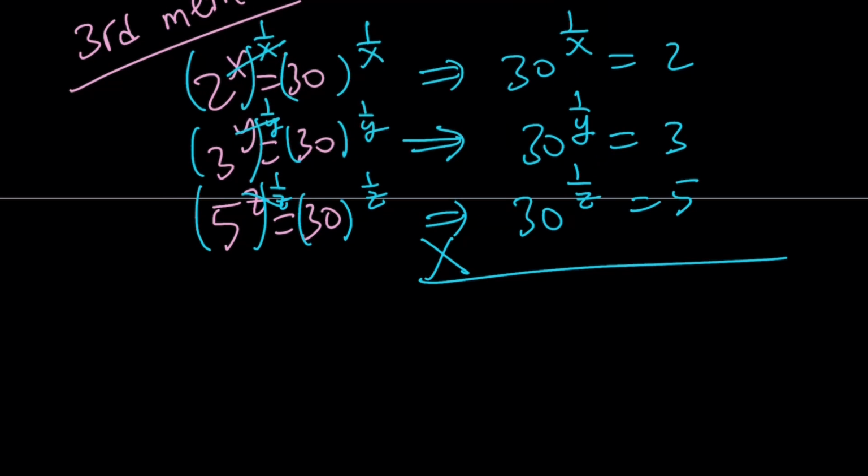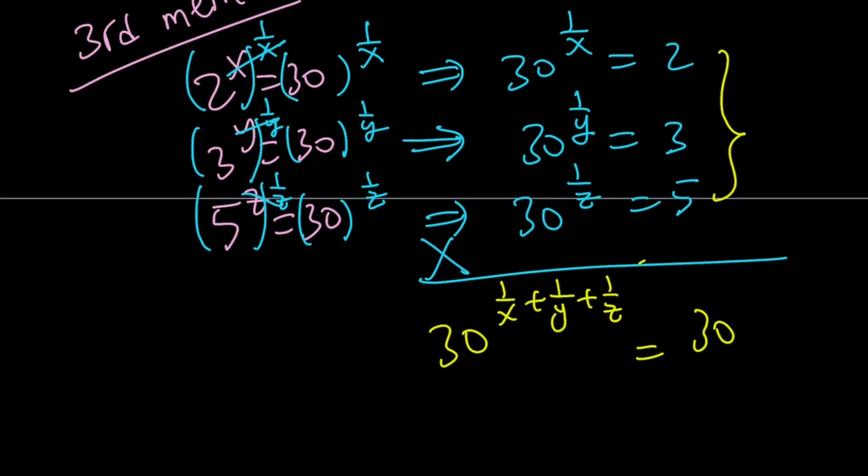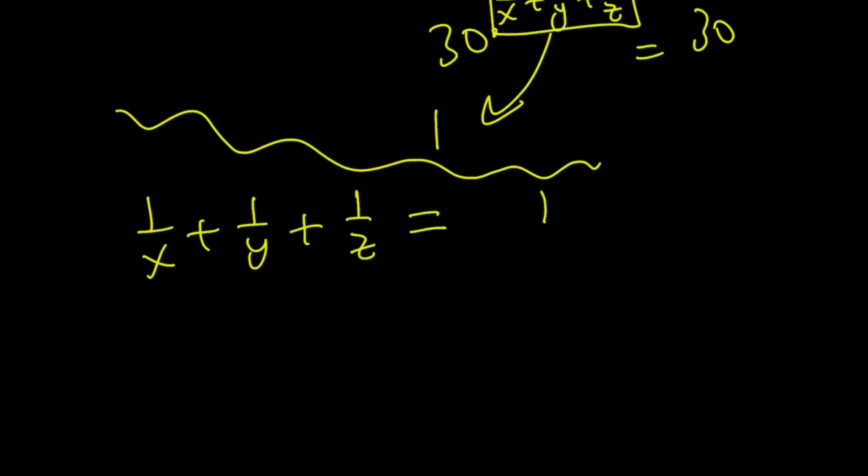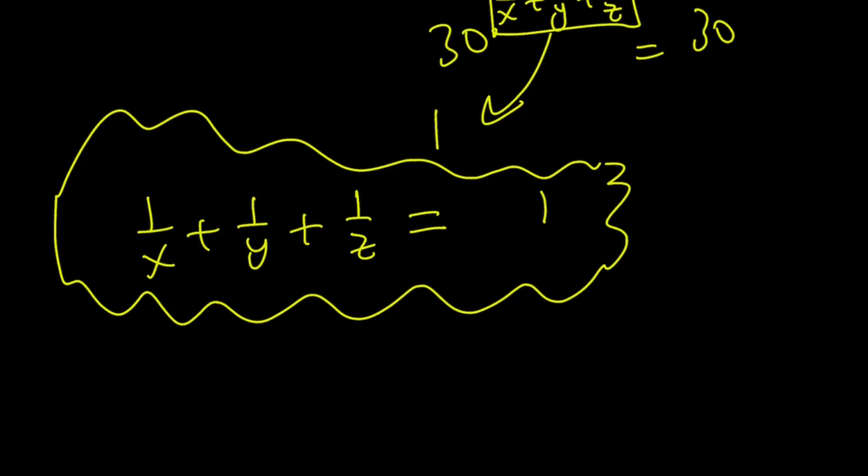When you do, you get 30 to the power 1 over x plus 1 over y plus 1 over z equals 2 times 3 times 5, and that is just 30. And notice that 30 to the power something equals 30. That something needs to be 1. Therefore, 1 over x plus 1 over y plus 1 over z must be 1 in order for this to work. And this brings us to the end of this video.